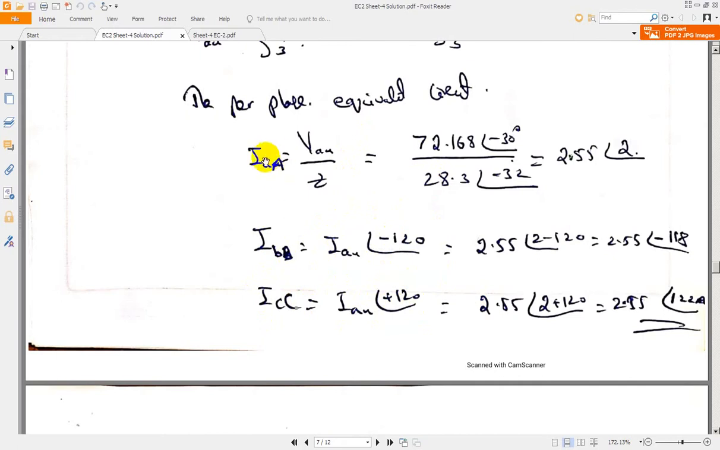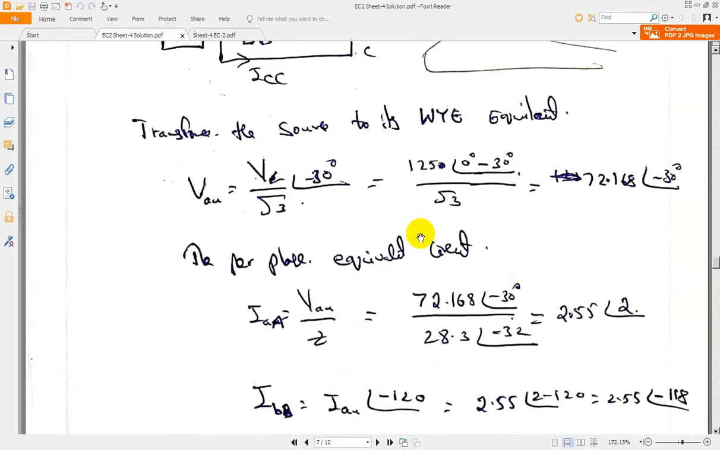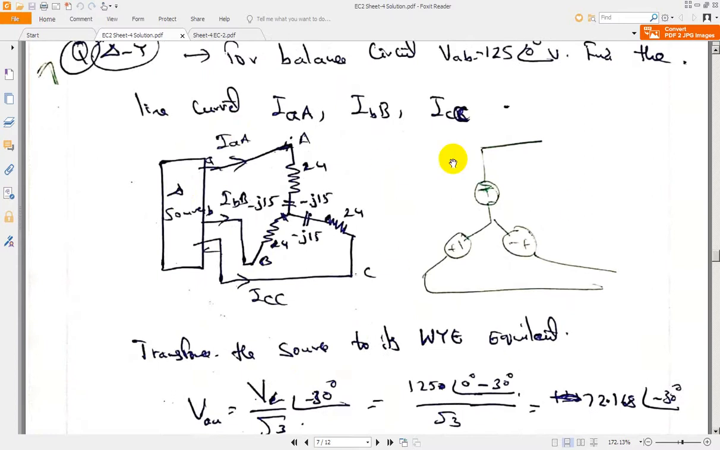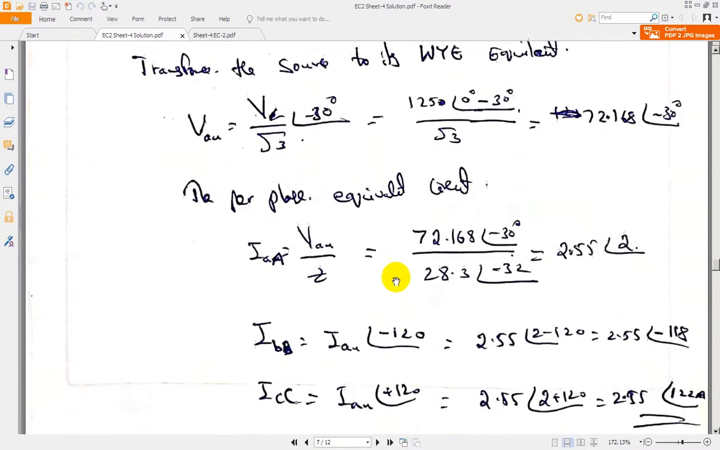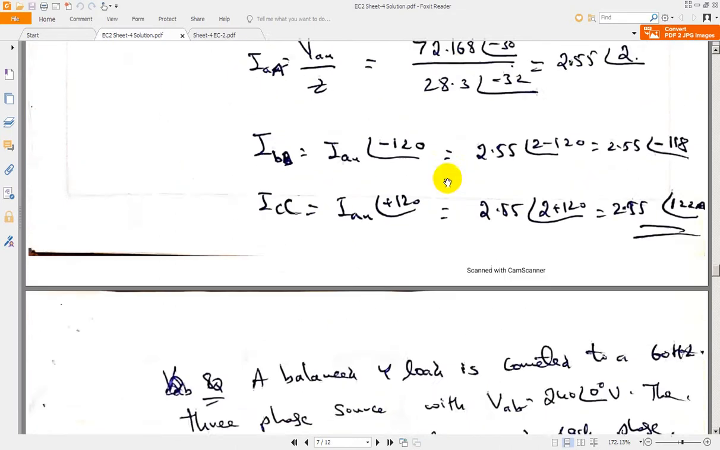We got the per phase equivalent IA, IB and IC. These are the values for a balanced condition. If the system is in balance, this forms your solution. If it is an unbalanced condition, we need to apply Kirchhoff's voltage law, Kirchhoff's circuit law, superposition theorem, Thevenin theorem, all those things we can apply and evaluate it. We will see that problem in the last problem we have.